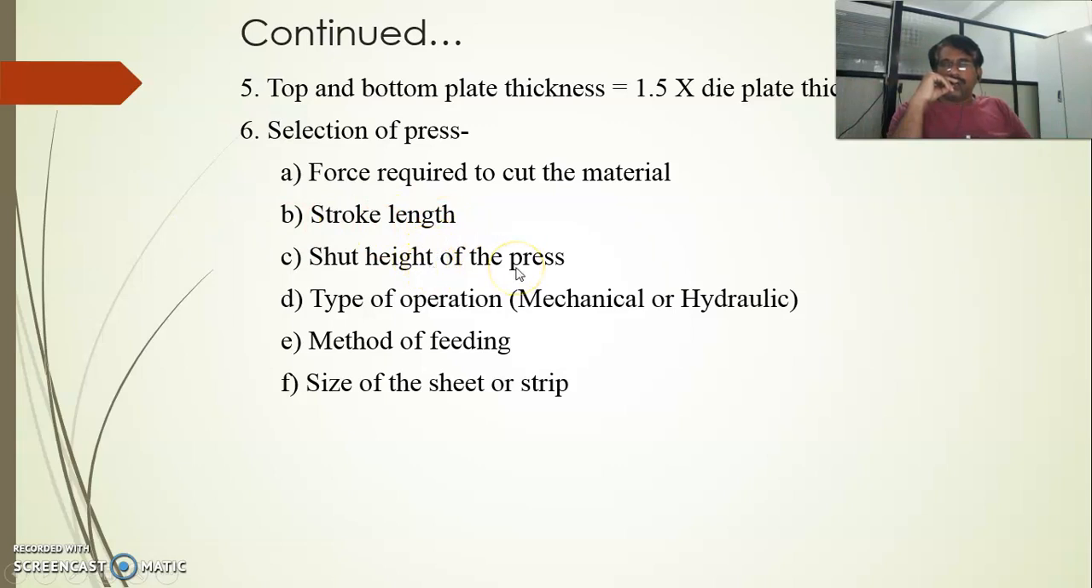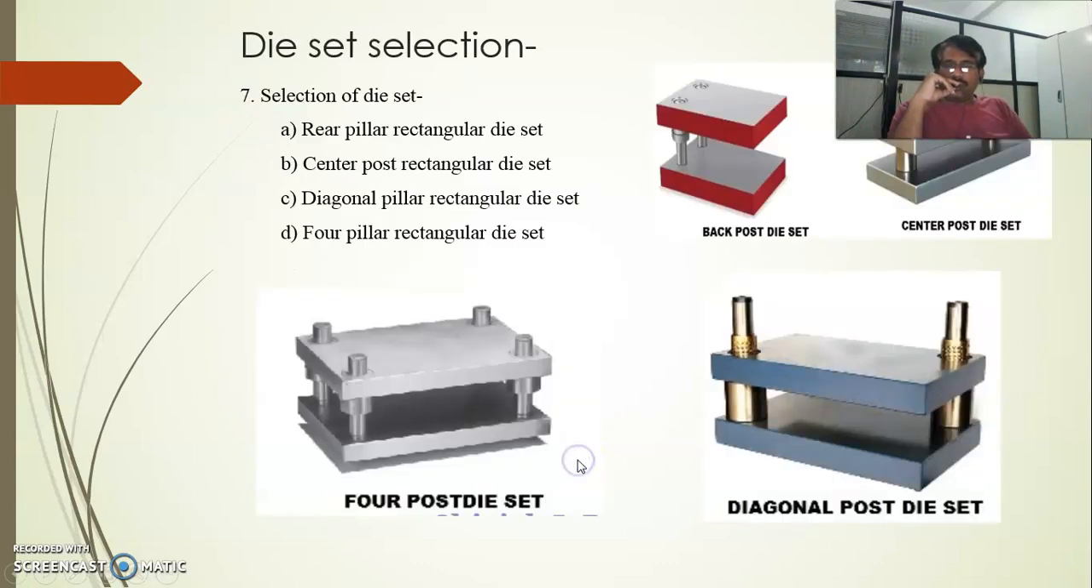The shut height of the press, that means after the shutting of the press, the daylight should be passing, so that we can have a clear vision for the press operations. Then the type of operation, which may be mechanical or hydraulic, you have to mention. Method of feeding, that means straight feed or coil feed for the strip, you have to mention over there. And the size of the sheet or the strip, you have to mention. So these are the considerations you have to mention in the numerical.